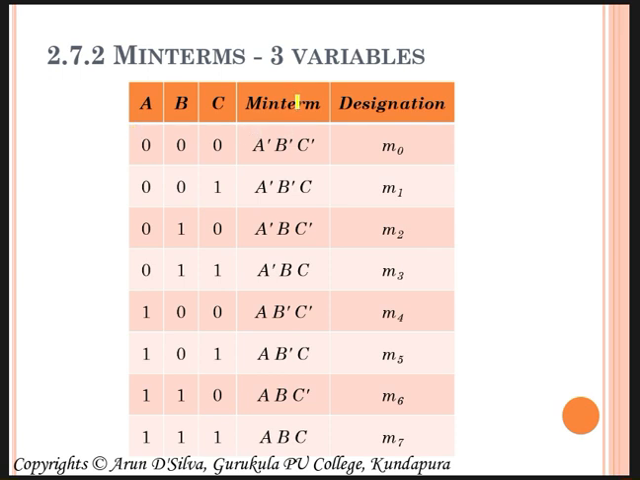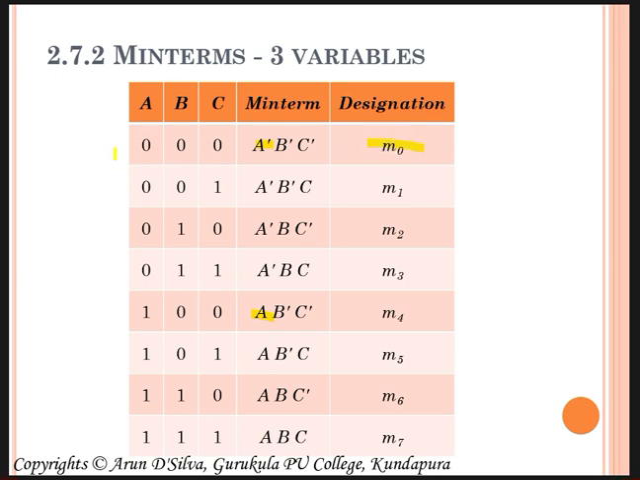With respect to that, what are the min terms? That's the product of each logical variable with its state. Wherever the value is 0, it is complemented. Wherever the value is 1, it is retained as it is. So you have to keep this in mind before moving to the examples, and the designation also.